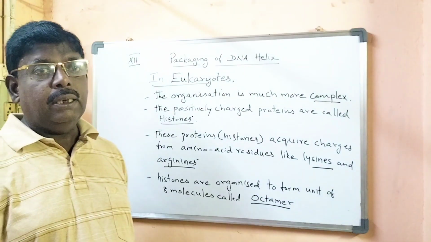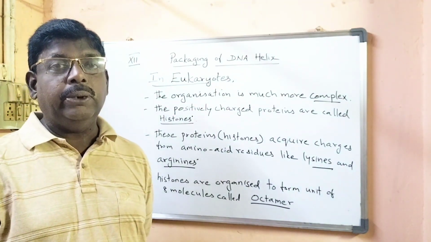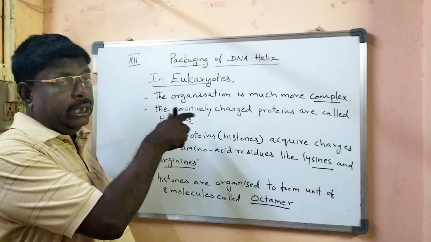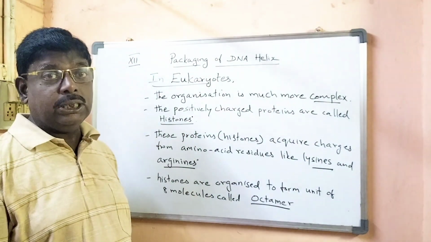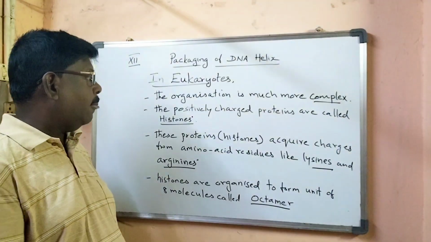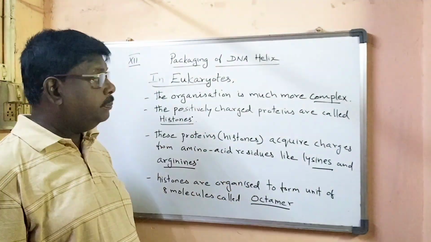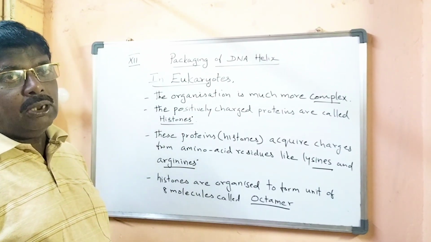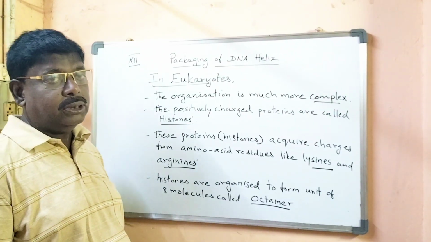So let us see the packaging of DNA helix in eukaryotes. In eukaryotes, the organization is more complex. The positively charged proteins are called histones. Histones are positively charged.